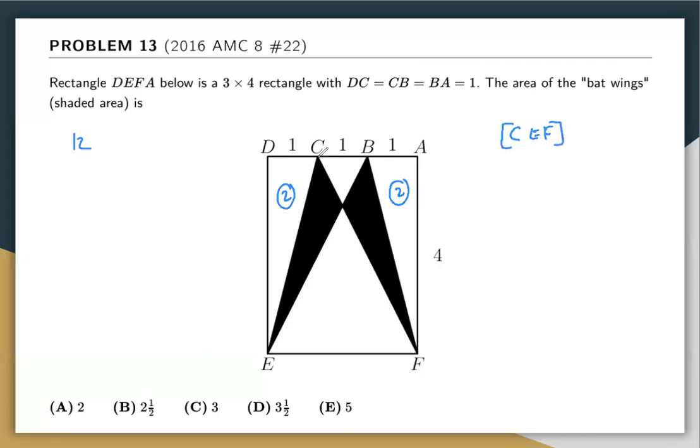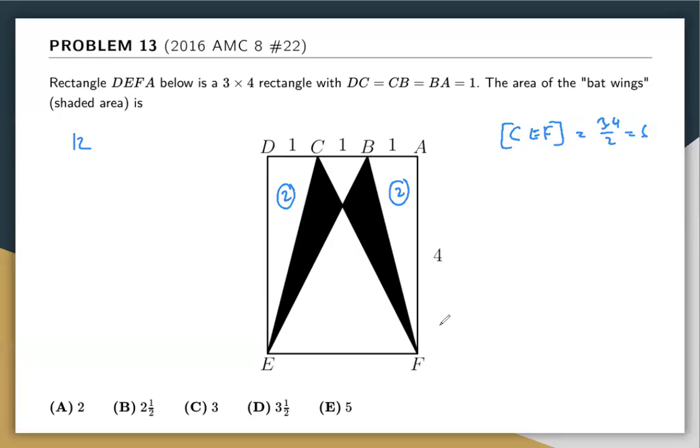So if I take the C and then drop the altitude all the way from C to EF, that altitude, which is the height, is going to be the same as 4. And then this base will be 3. So if you want to find the area of this, you will get 3 times 4 over 2, which is 6. Another way to see it, this is actually half of the area of the rectangle.